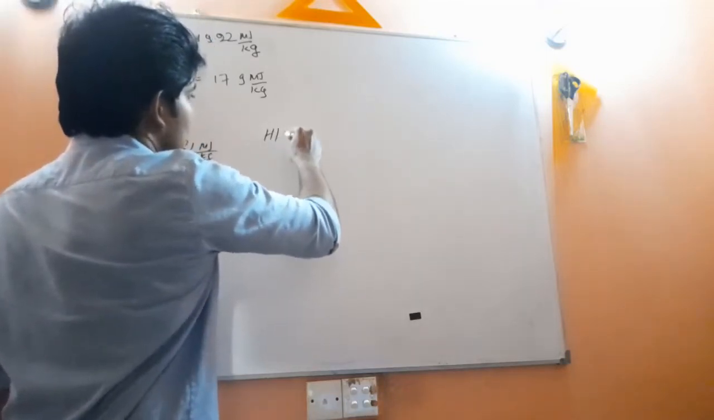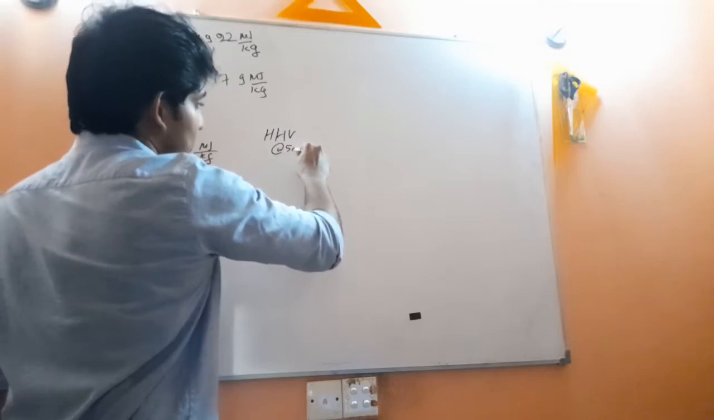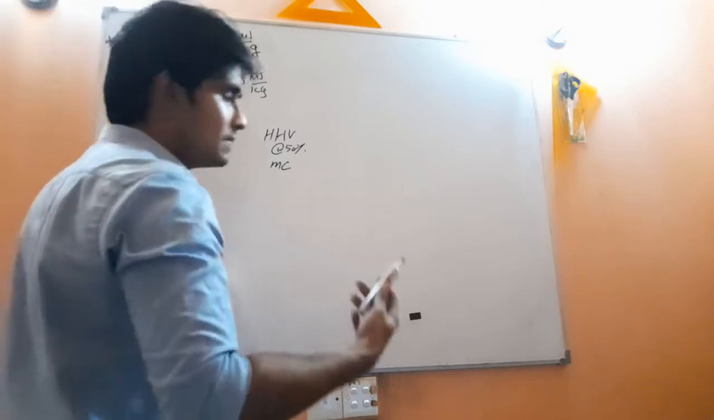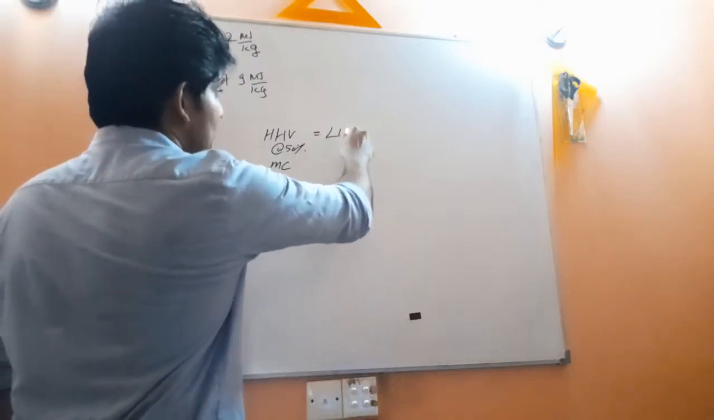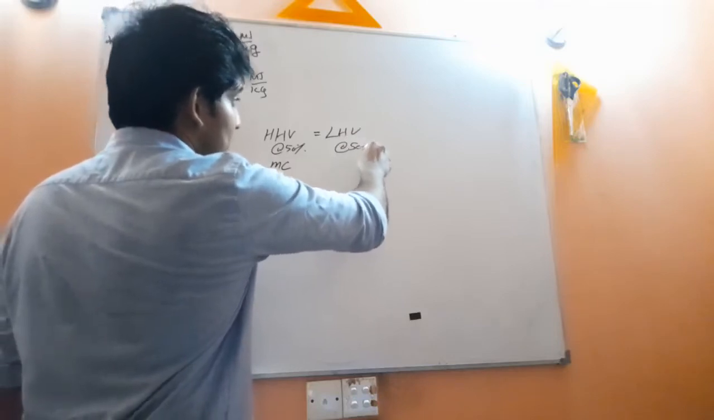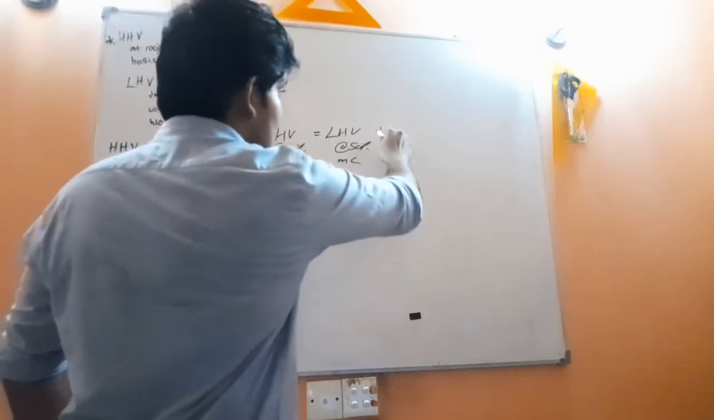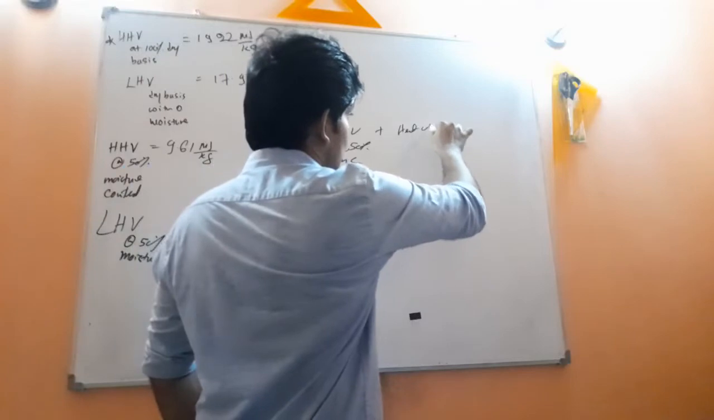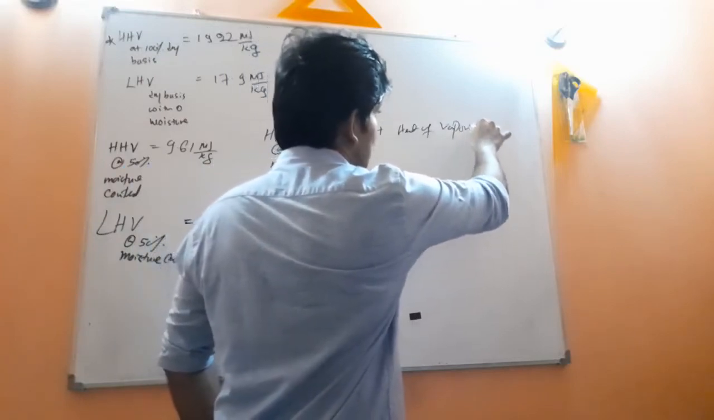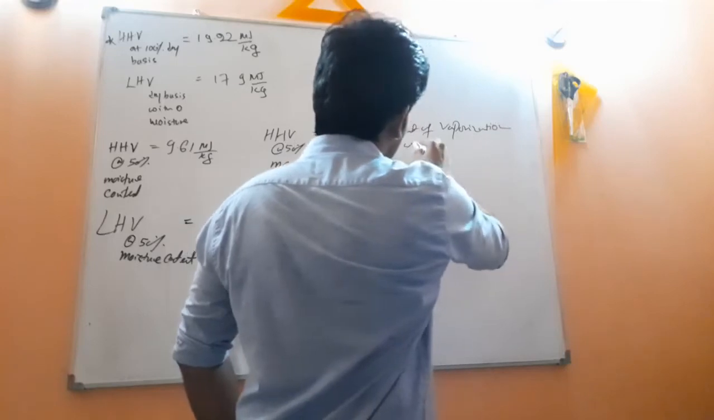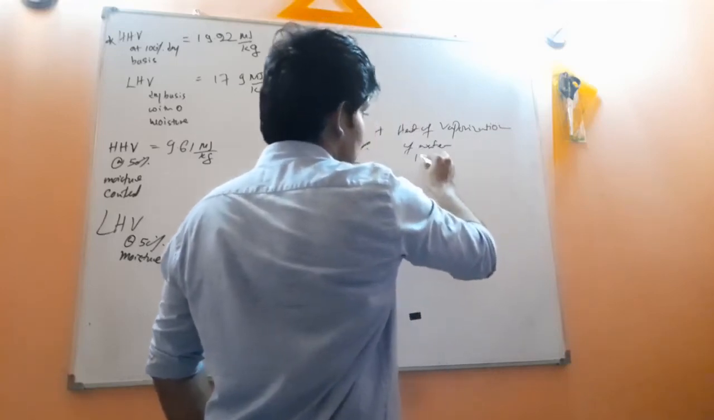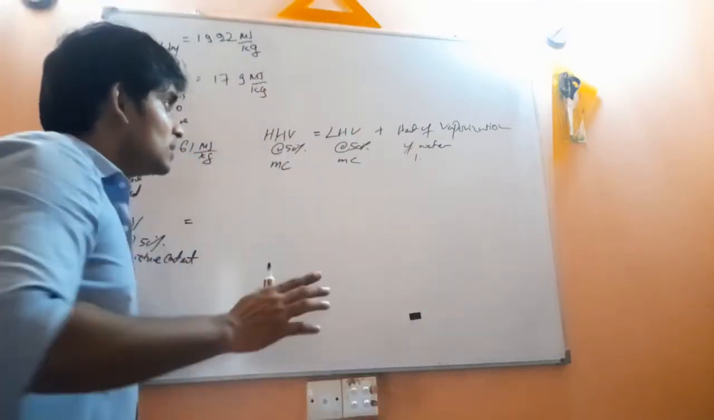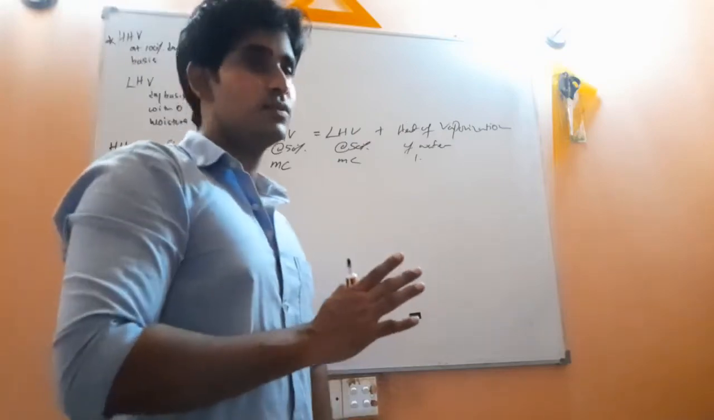Higher heating value at 50% moisture content equals lower heating value at 50% moisture content plus heat of vaporization of water, heat of vaporization of water due to moisture that is in the fuel. So now what is the moisture that is in the fuel?